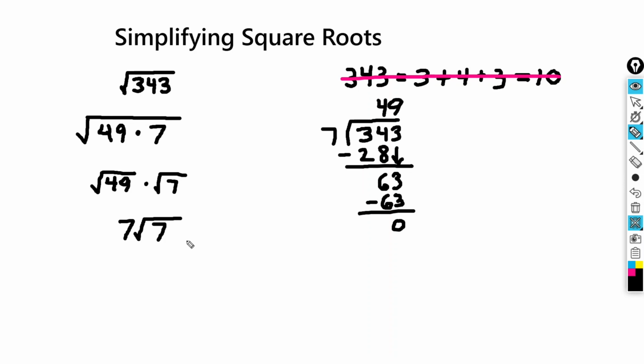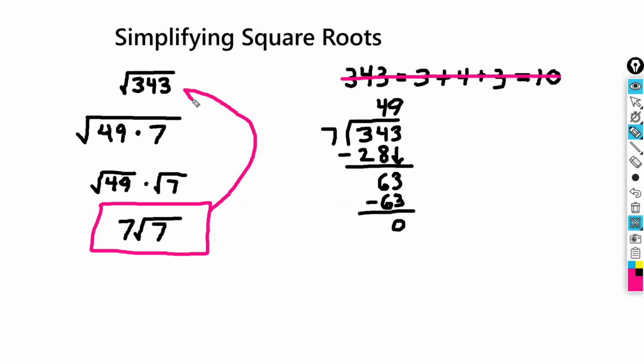Now I look, can I break this down any further? Well, the square root of 7 is an irrational number, and the only factors are 1 and 7. So I really can't break it down any further. So I've simplified this as far as I can go. So this would be the simplified version of the square root of 343. Okay, let's take a look at another example.